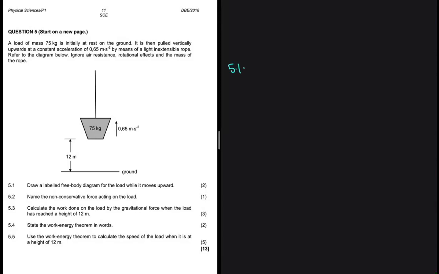So let's read through the question statement so that we can see what is happening here. A load of mass 75 kg is initially at rest on the ground. It is then pulled vertically upwards at a constant acceleration of 0.65 meters per second squared by means of a light inextensible rope. Refer to the diagram below, ignore air resistance, rotational effects, and the mass of the rope. Right, so our free body diagram. Our object is being pulled vertically upwards by means of a rope.